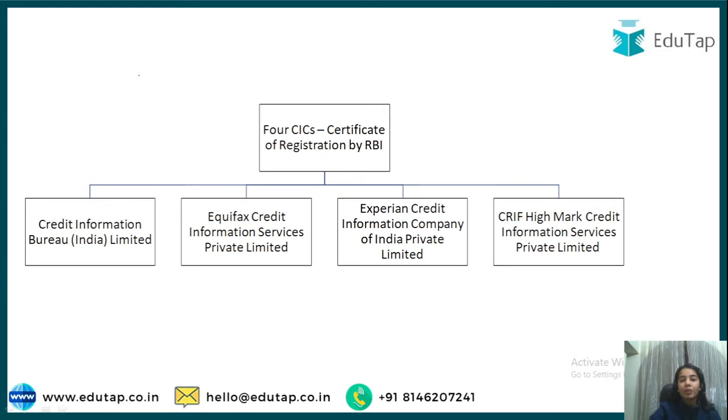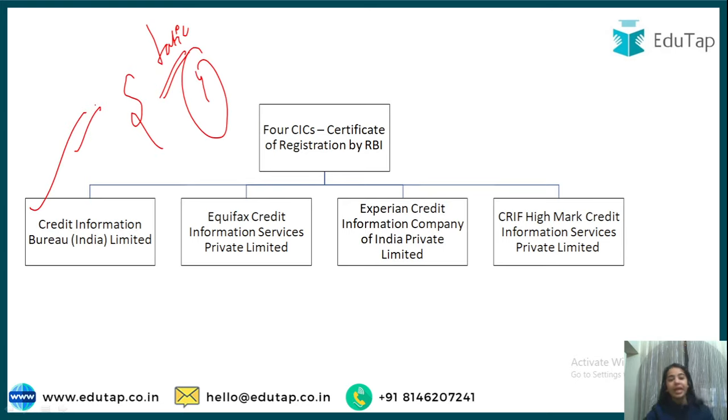Now we can come to the statistics a little: how many CICs are there that have a certificate of registration from the RBI. In India there are only 4 such CICs, and here you can see the names. These are the 4 CICs that have the certificate of registration from the RBI, and the credit institutions or specified users should be registered with them to get credit information. Only with these 4 institutions can they get credit information, because these are the credit information companies in our country.